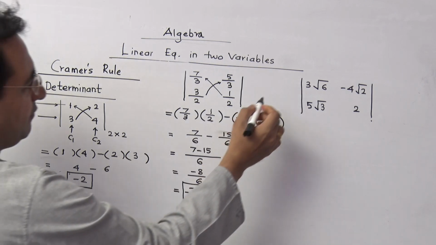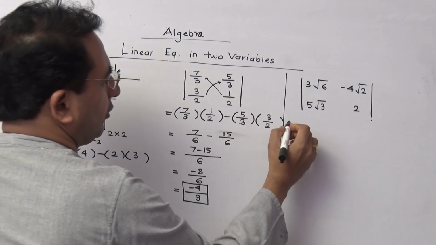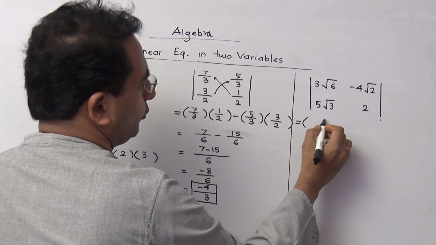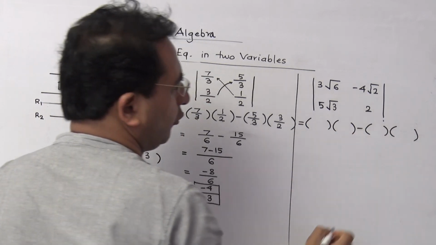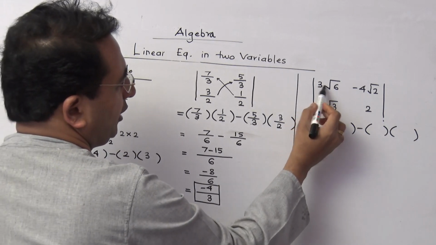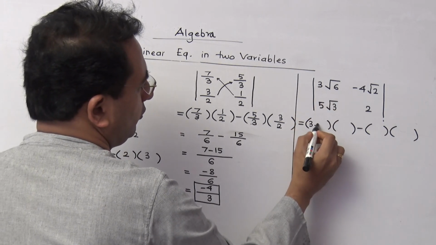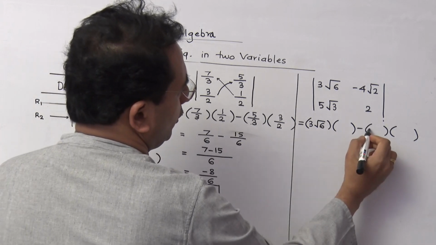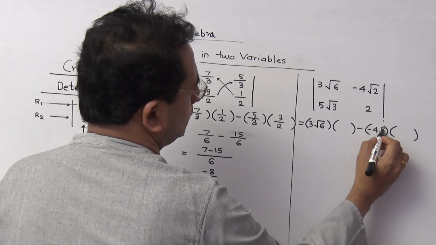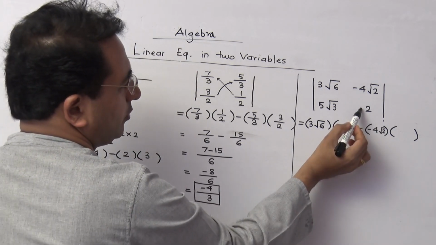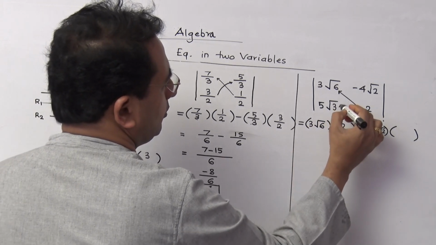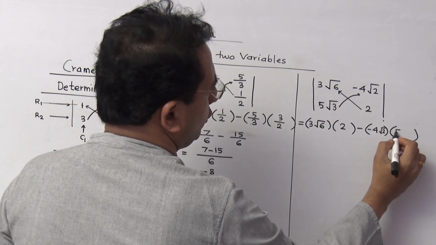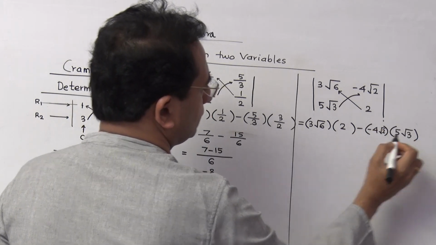Again the procedure is the same for this. Whenever you are solving the determinant, we are supposed to put brackets here. 1, 2, minus 3, 4. There are 4 brackets. I think we need to write the number here. It is 3 root 6. Then it is going to be minus 4 root 2. Then this number we have to take crosswise up. That is going to be 2. This number we have to take along with this. That is going to be 5 root 3.